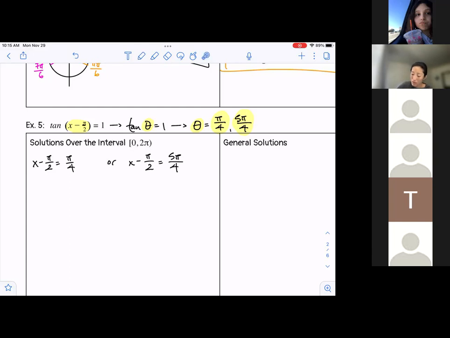All right, this one's a little bit trickier, A, because of the tangent, but B, we have something in here that's not just an x. How do I get x by itself in both of these cases, right? Because my ultimate goal is to find x. Perfect. We're just gonna rely on our algebra. We're gonna say, I have an x minus something. I wanna get rid of it. So I'm gonna add it to both sides. Perfect. So we're gonna get x equals pi over 4 plus pi over 2, or x equals 5 pi over 4 plus pi over 2, all right?